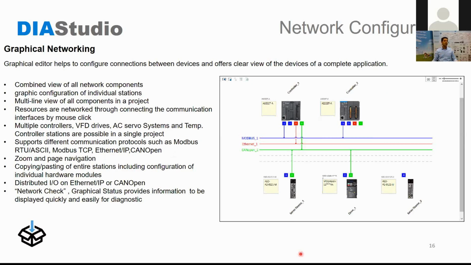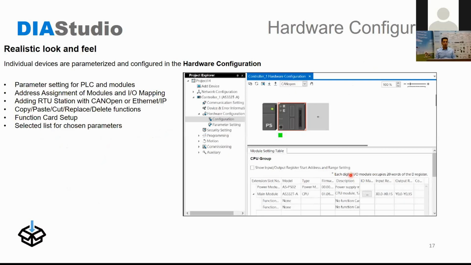But here in the network configuration, you can see all the products on one page, and you can see all the protocols with different colors. And when you click the communication protocol, you can directly go to this dedicated page to adjust all the settings regarding the communication. Okay, so I will show it to you. How does it work? Hardware configuration.